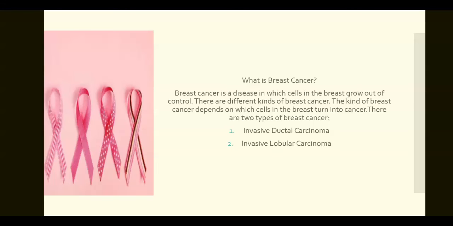So to the first one, what is breast cancer? As we all know, breast cancer is a disease in which cells in the breast grow out of control. There are two types of breast cancer. One is invasive ductal carcinoma and the other is invasive lobular carcinoma. Those two types depend on the cells in which the cancer grows in the breast.